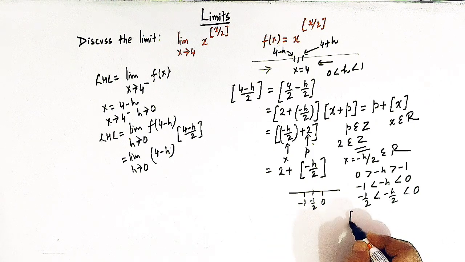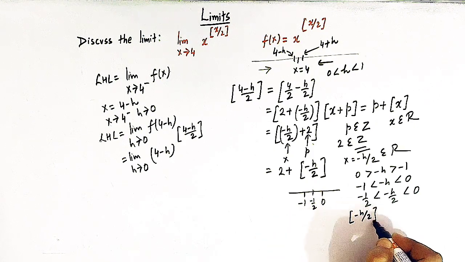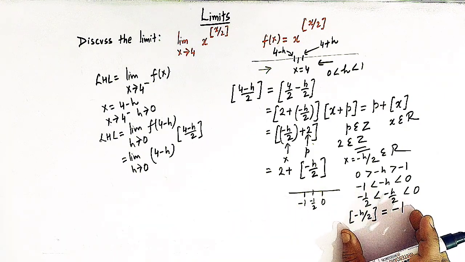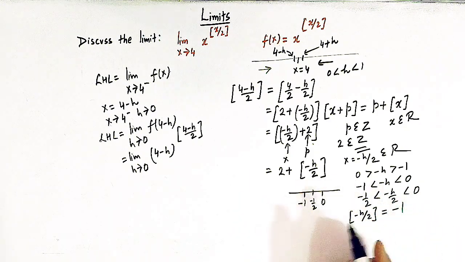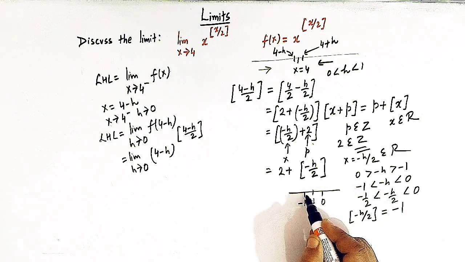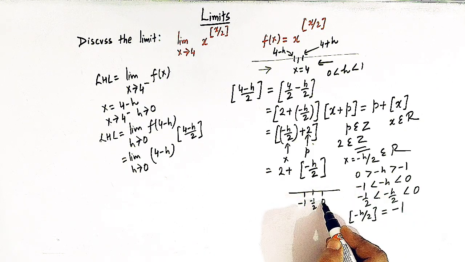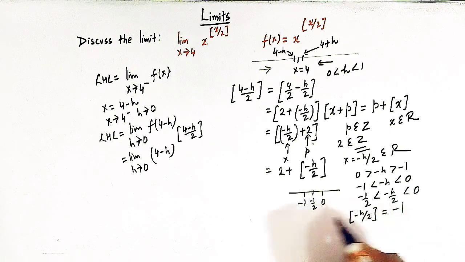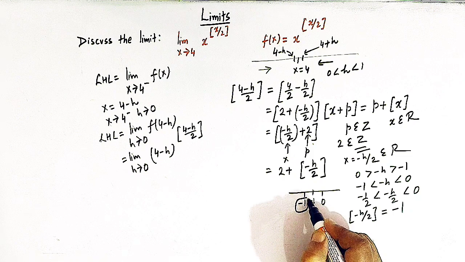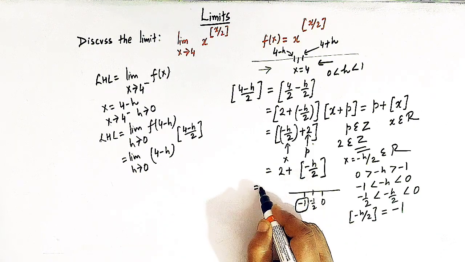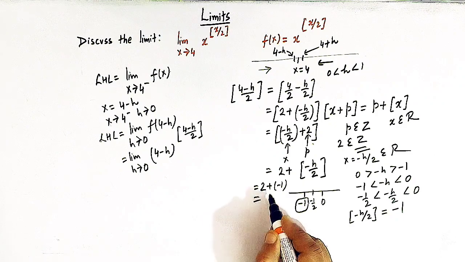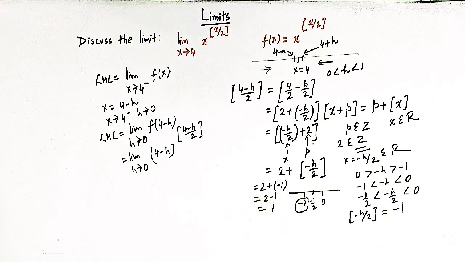So the greatest integer of minus h by 2 should be equal to minus 1 by definition of greatest integer function, right? So minus h by 2 lies between minus half and 0. So the greatest integer of minus h by 2 should be equal to minus 1. So here we have 2, and then here we have minus 1. So this is 2 minus 1, that is 1, right?